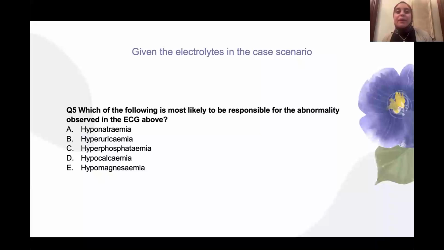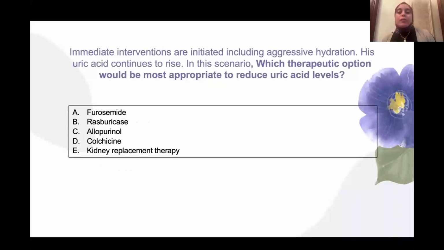Yes, this patient with tumor lysis has hypocalcemia, and hypocalcemia can lead to severe manifestations, including tetany, seizures, and a prolonged QT interval. If immediate interventions are going to start for this patient, aggressive hydration has already started, and uric acid, unfortunately, continues to rise. So in this scenario, which therapeutic option would be most appropriate to reduce uric acid levels? Is it furosemide, rasburicase, allopurinol, colchicine, or kidney replacement therapy?